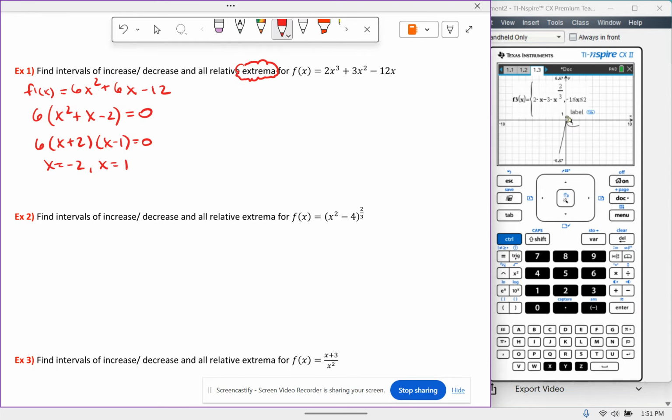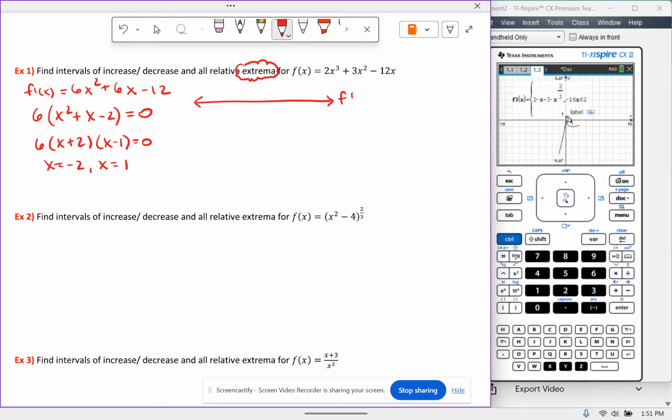So once you have these two x values, these are the locations of the critical points. Remember, critical points could be maxes, mins, or neither. And the only way you can find out is by doing this next step, which is writing a number line. So you take these critical points and you put them on the number line.